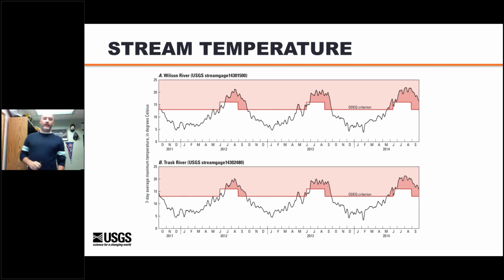Starting in June and July, in both streams, temperatures began to rise above what was deemed a safe criterion of water temperature for cold water species like salmon. And in this case, it would continue on from June, July, August into September, and sometimes beyond.